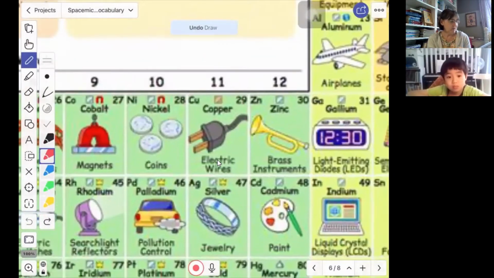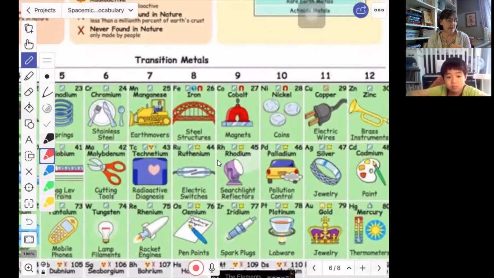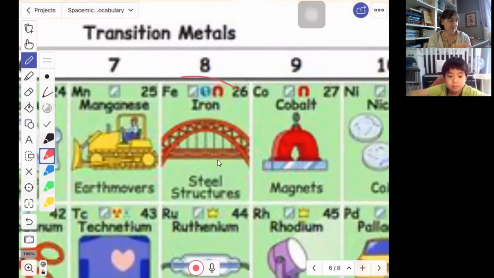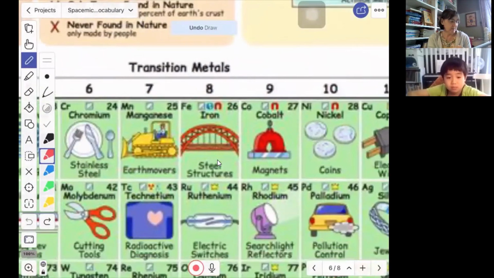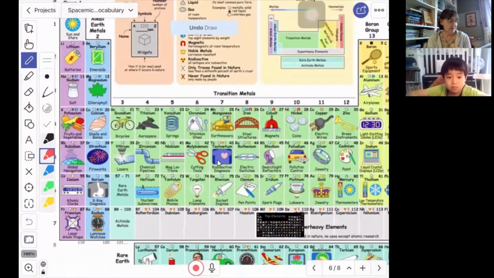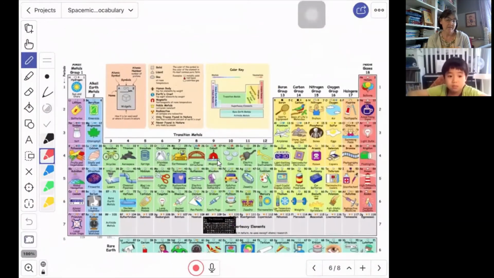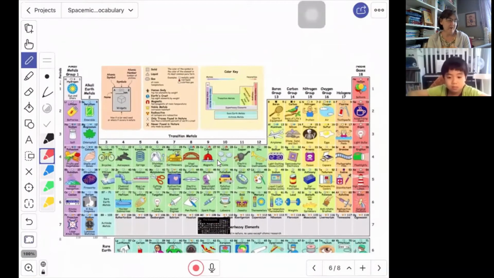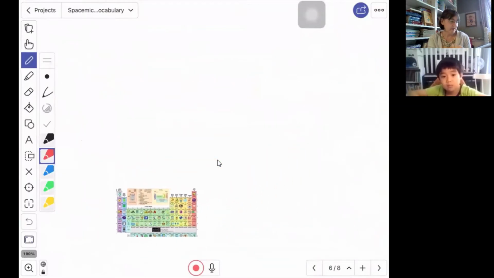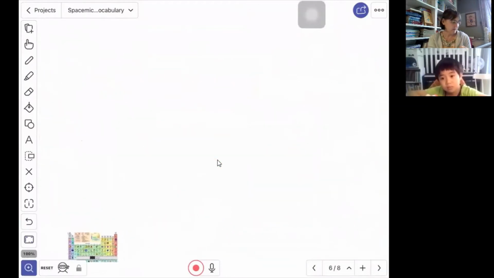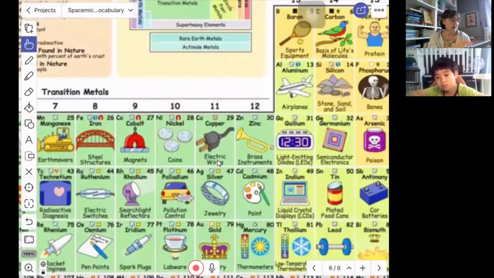So it shows, you know, like here's a picture of a bridge, and Fe is iron, and a bridge is made out of iron. So each of the pictures shows some things that are made out of, as an example, that element. All right. Is that the last one?